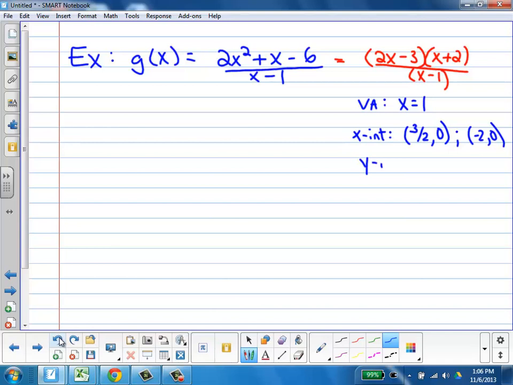There's a y-intercept, which again is easier to get from the unfactored version. If you look at the unfactored version, put 0 in for x, you get -6 over -1. That's 6. So 0, comma 6 is the y-intercept. How about a horizontal asymptote? The degree in the numerator is bigger than the degree in the denominator. The numerator gets larger and larger a lot faster as x gets bigger than the denominator does. So there's no horizontal asymptote.